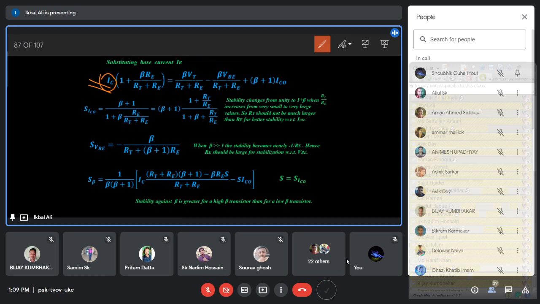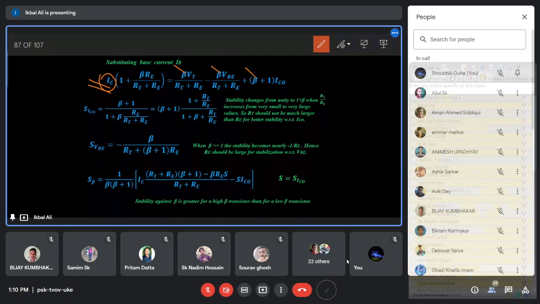So the collector current equation is a function of beta, ICO, the collector saturation current, and VBE, the base emitter voltage. These three parameters actually depend on the temperature change. If the temperature changes, these three parameters change, then the collector current will change. So this equation tells how these three parameters change the collector current.